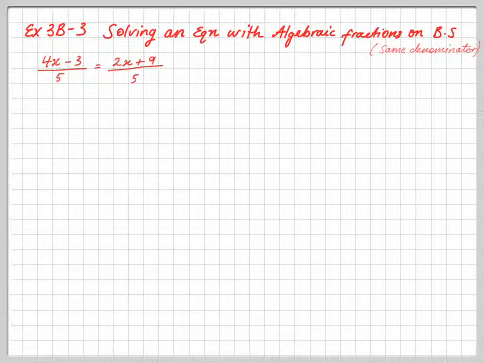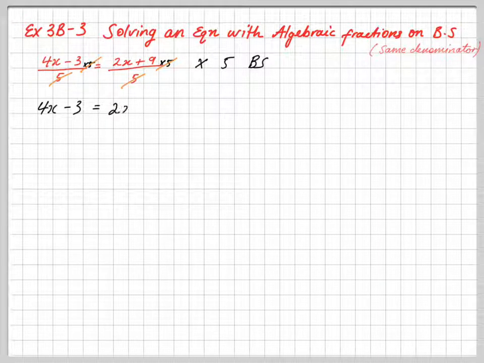So the first thing that we should do is multiply 5 on both sides. If I multiply 5 on both sides, can you see that we've eliminated the denominator? So our new equation will be 4x minus 3 is equal to 2x plus 9. Now this looks exactly like exercise 3B-2, the previous example that we did. And so our aim is to try and eliminate this, and we'll have only one x on one side.